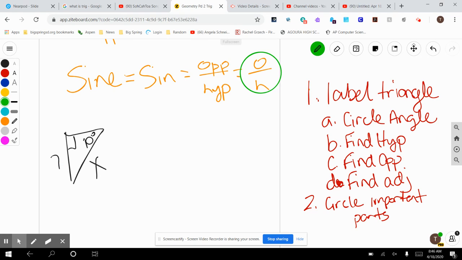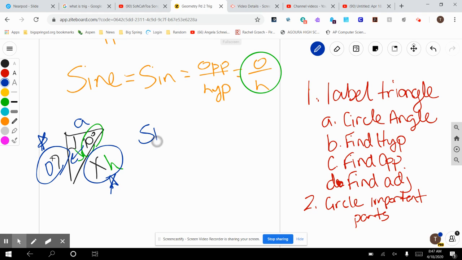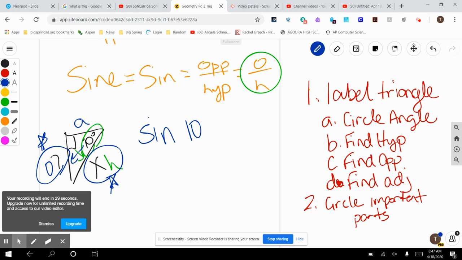So again, I go through my steps. Step 1, label triangle. So first, circle the angle. That's right here. Find the hypotenuse. Remember, the hypotenuse is always across from the right angle. So that's right there. Find opposite. So I go opposite the angle. That would be my opposite leg. And what's left is adjacent. Okay? So the two important parts are these two. And that just happens to be opposite and hypotenuse, which makes sense because that's what we're talking about. Okay, so I write the sine of the angle, which in this case is 10, equals opposite over hypotenuse.